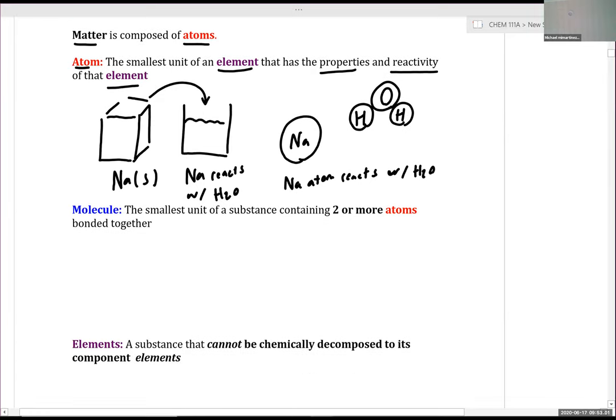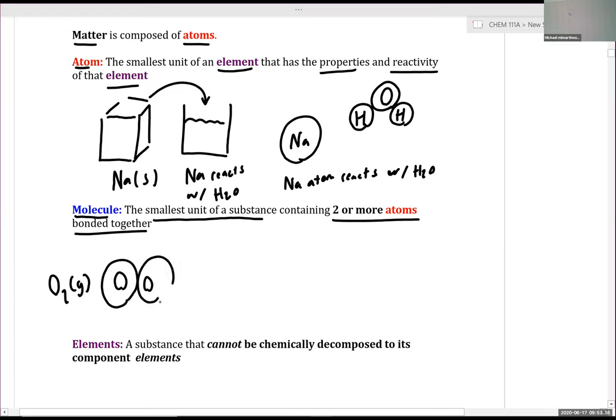Now, atoms can be bonded together to generate molecules. A molecule is the smallest unit of a substance containing two or more atoms bonded together. A classic example of this is oxygen, which is O2. So we see two atoms of oxygen in an oxygen molecule. The key thing is the atoms do need to be bonded together, be it via an ionic or covalent bond.